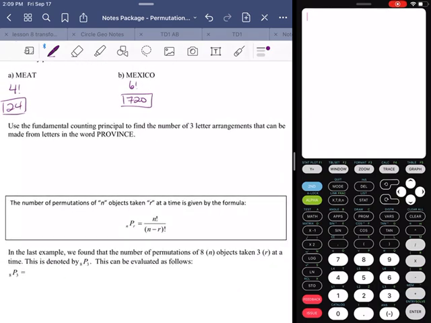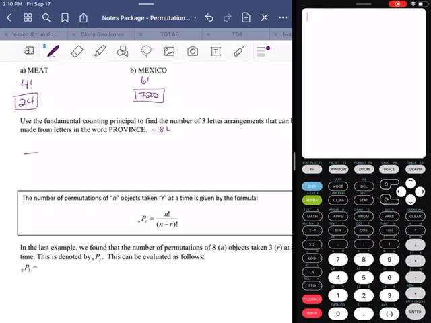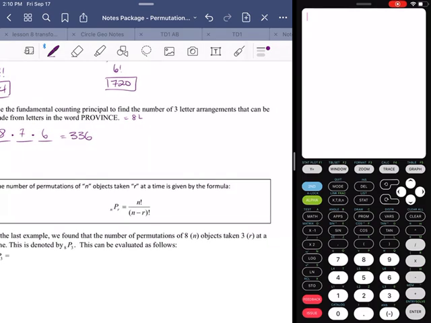So use the fundamental counting principle to find the number of 3-letter arrangements that can be made from the letters of this word. So there are 8 letters, okay? And we're doing 3-letter words. So I'd have 8 choices multiplied by 7 choices multiplied by 6. So that would give us 336 3-letter words.